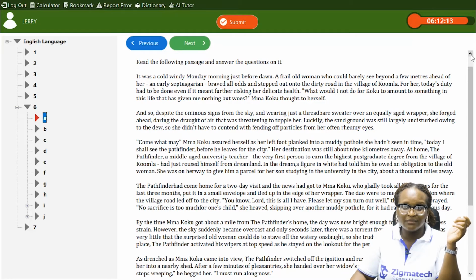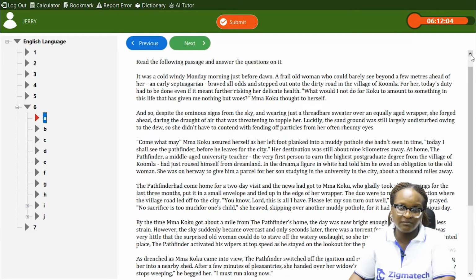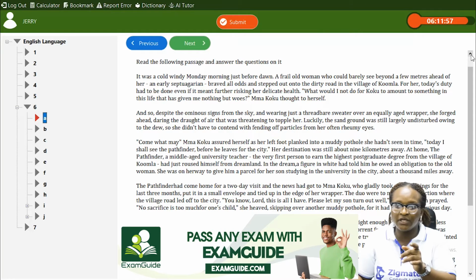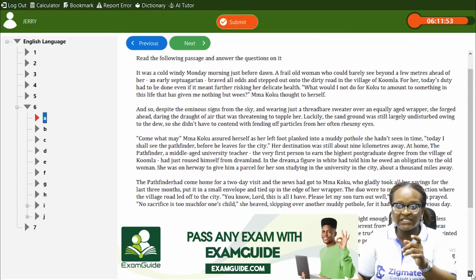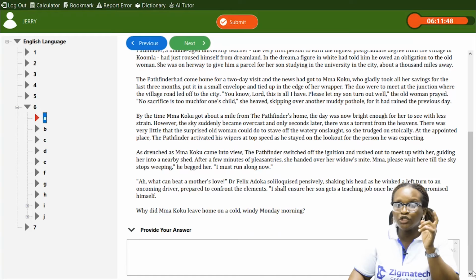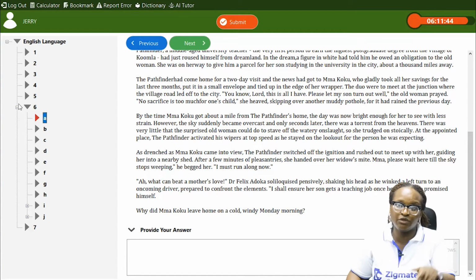About an old woman, a septuagenarian, who had to save up three months of her salary to send to her son who is in the university studying. And it says it's her only son, and she's doing all of those because she needed her son to amount to something in life. So that was why she had to leave. She needed to meet up with the pathfinder. Who is the pathfinder? You can refer to him as Dr. Felix. But we got to know it's Dr. Felix towards the end of the story. So it's not out of place if you refer to him as the pathfinder. So we have answered number 1.